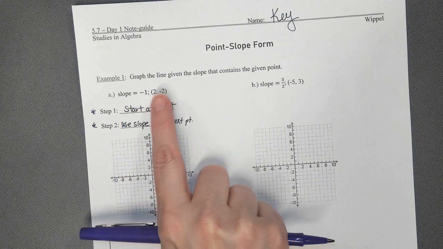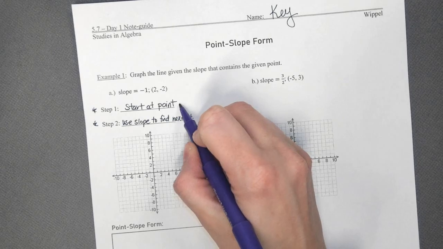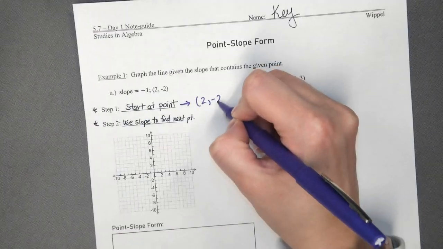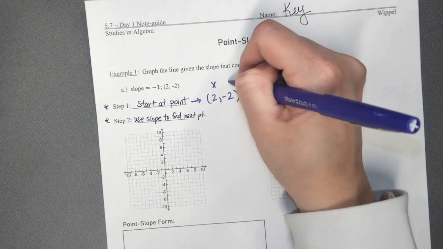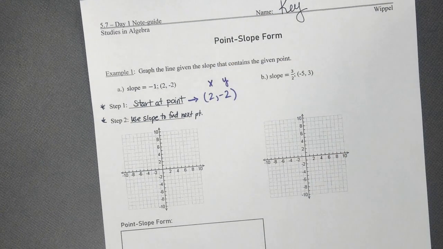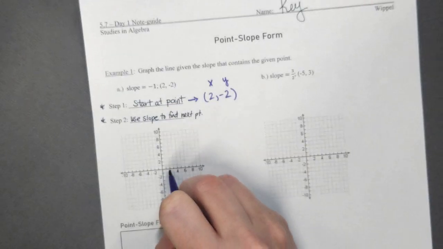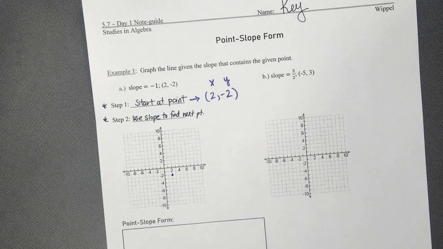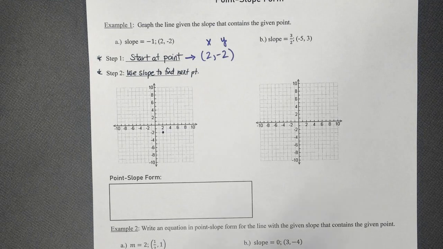Okay, so here's your information. Slope equals -1, and then you have 2, -2. So when you're starting at the point, you're going to start at 2, -2. Remember that the first one is always the x coordinate, and then the second one is the y. So we're going to go over 2 on x, and then we're going to go down 2 on y. So go ahead and plot that point for me. That's step 1. So 2, -2.